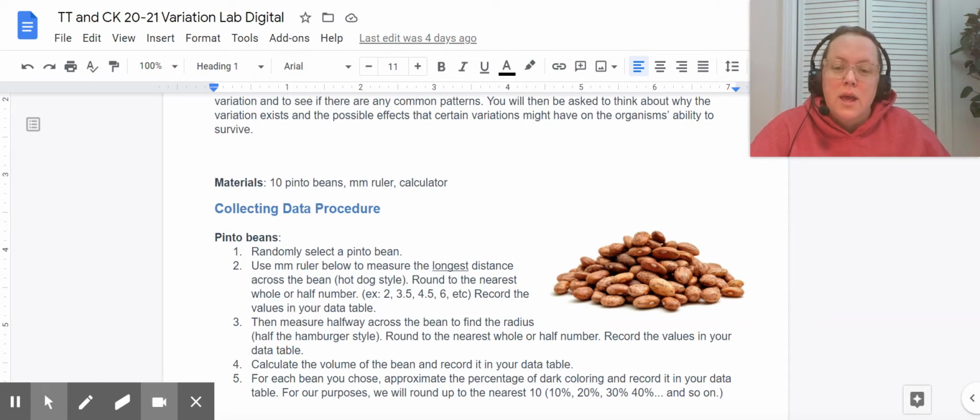Number 4, calculate the volume of the bean and record it in your data table. Number 5, for each bean you choose, approximate the percentage of dark coloring and record it in your data table. For our purposes, we will round to the nearest 10: 10%, 20%, 30%, 40%, and so on and so forth.